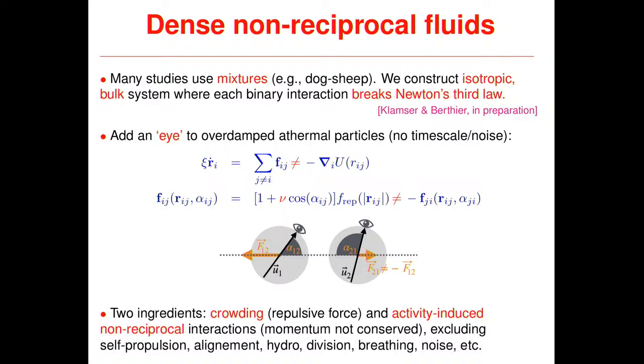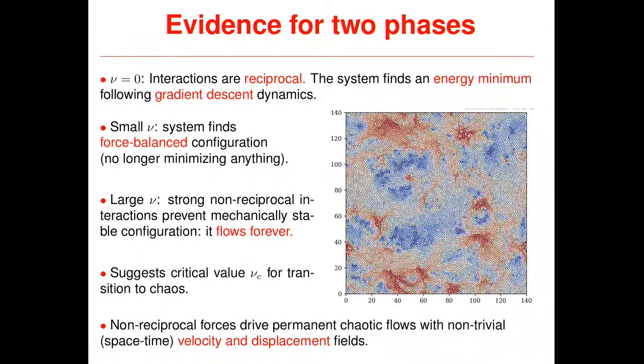So this system is constructed in such a way that it is minimal. It has two ingredients. It has, again, the crowding, the repulsive forces, and it has the non-reciprocity. It doesn't have self-propulsion. It doesn't have noise. It doesn't have anything, just the non-reciprocity. And the question is, if I increase the non-reciprocity, can I give rise to interesting collective motion again? So we don't put anything else but non-reciprocity and crowding. Okay. So this is what we see.